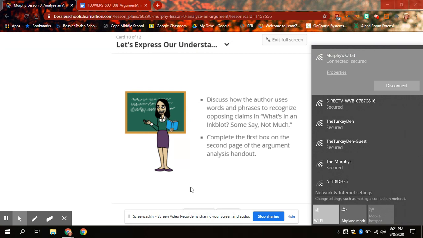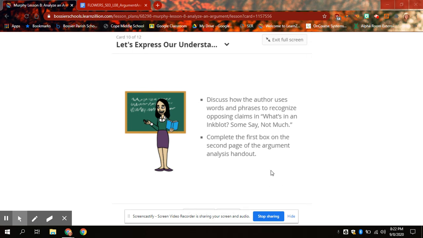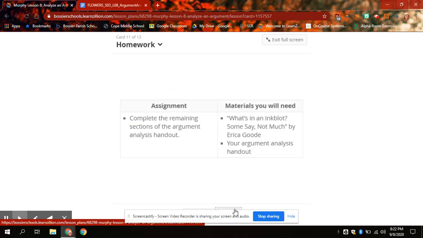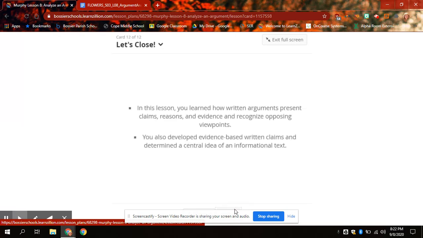So basically, you are discussing how the author uses words and phrases to recognize opposing claims in what's in an ink blot. Some say not much. You're going to complete the first box on the second page of the argument analysis handout. We just kind of went over that information. And then to complete the remaining sections of the argument analysis handout is really your assignment for the rest of this lesson.